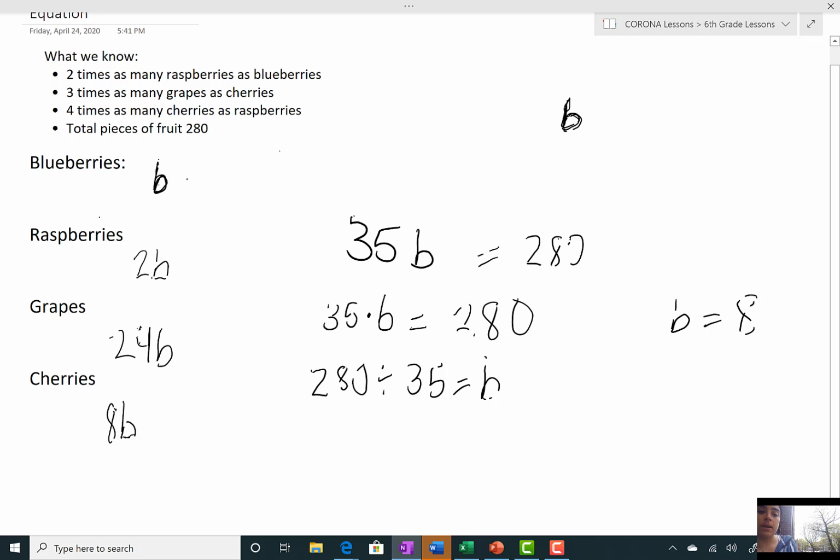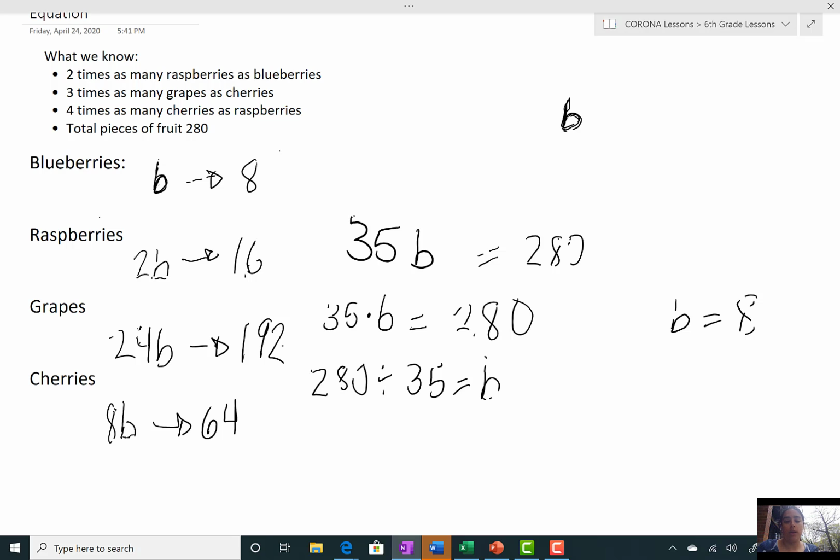So now if we go back, we could substitute 8 in for all the B's. So blueberries would now be 8. Raspberries would now be 16. Cherries would now be 64. And 24 times 8 is 192, which we learned before, which is the amount of grapes. And then if we checked it, we could add them all up to see if we get to 280, which is what we can do.